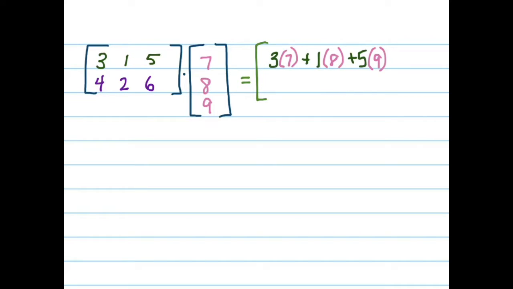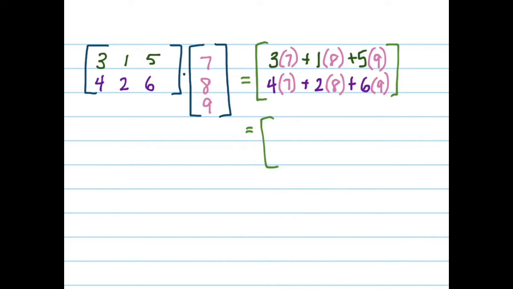We're going to do the same thing for that second row, except here we're going to do 4 times 7 plus 2 times 8 plus 6 times 9. So you can see that each of those values in the first, second, or third position in each row gets multiplied by the value in that position in the column. So from here, it's just simplifying.